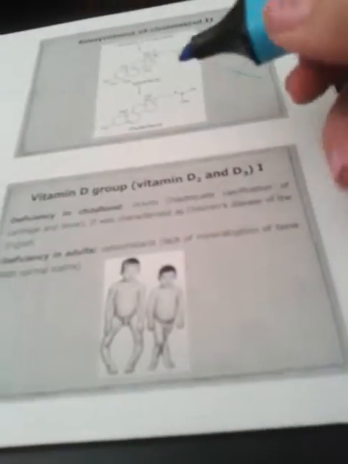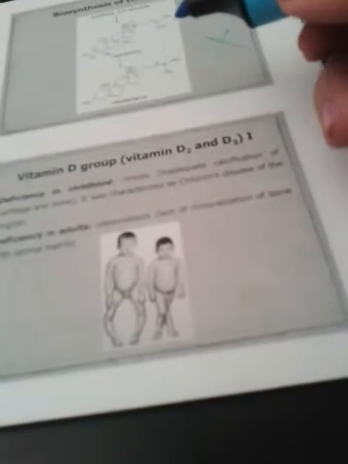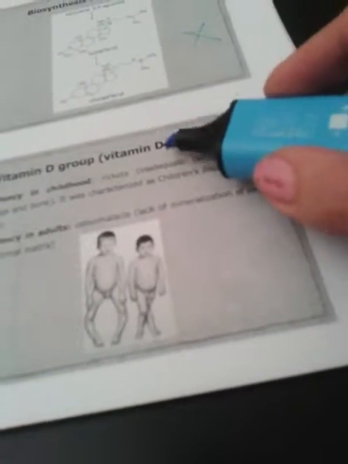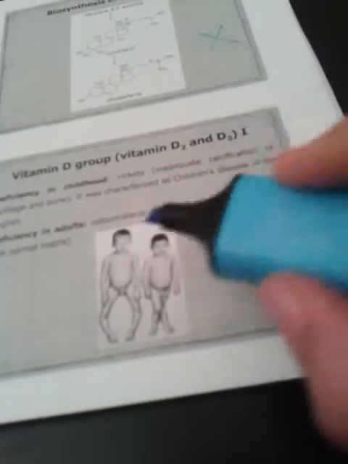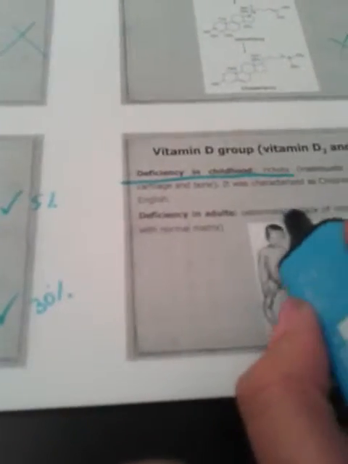Now, vitamin D. You know vitamin D is a fat soluble vitamin, DEK. We have 2 types, vitamin D2 and vitamin D3. Deficiency in childhood causes rickets. That's very, very important. And deficiency in adults causes osteomalacia.